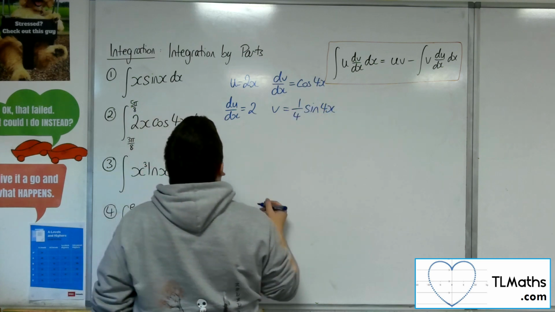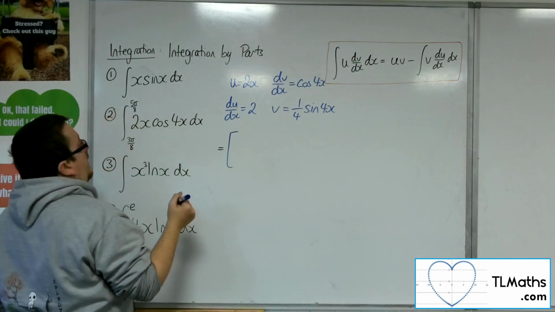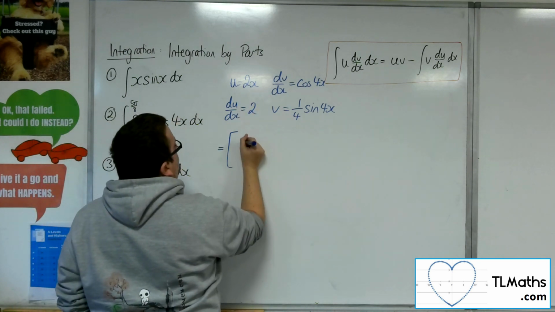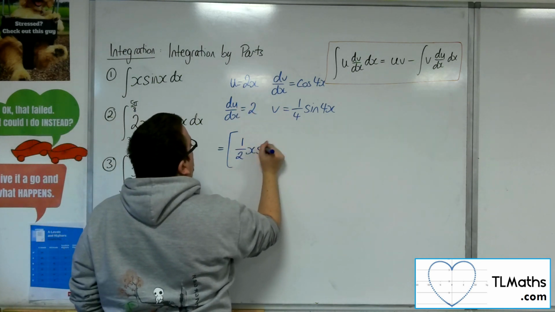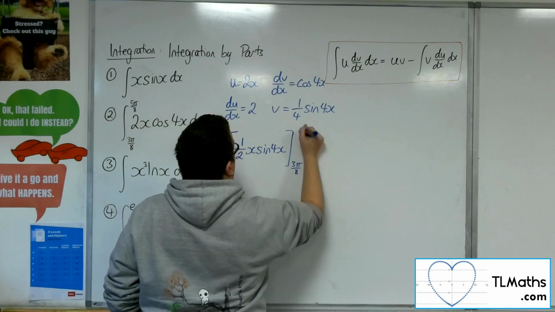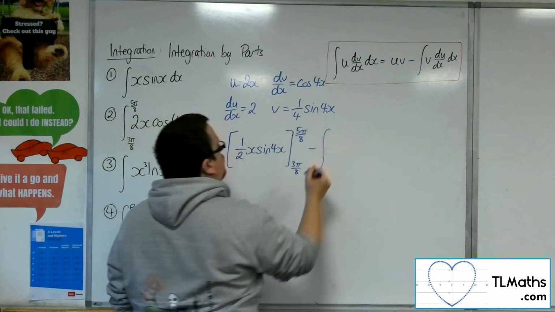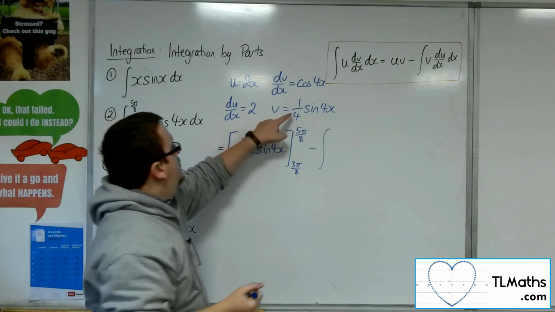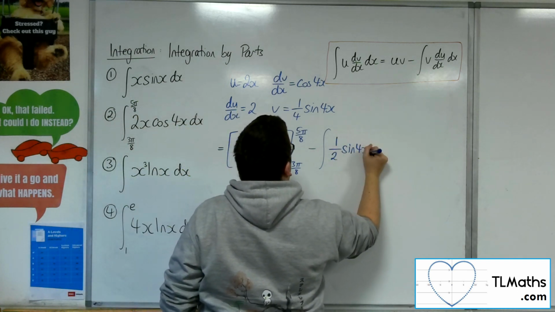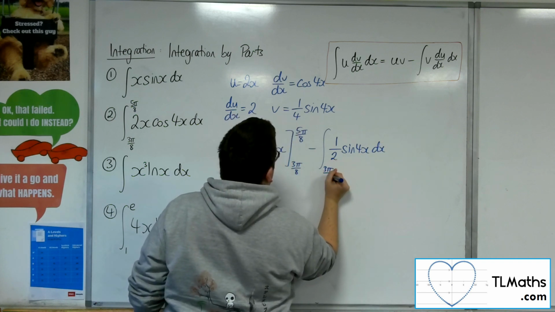So integrating there. Okay. So, we've got u times v, so 2x times a quarter sine 4x, so 1 half x sine 4x, evaluated between 3 pi over 8 and 5 pi over 8. Take away the integral of v du by dx, so 1 half sine 4x dx, evaluated between 3 pi over 8 and 5 pi over 8.